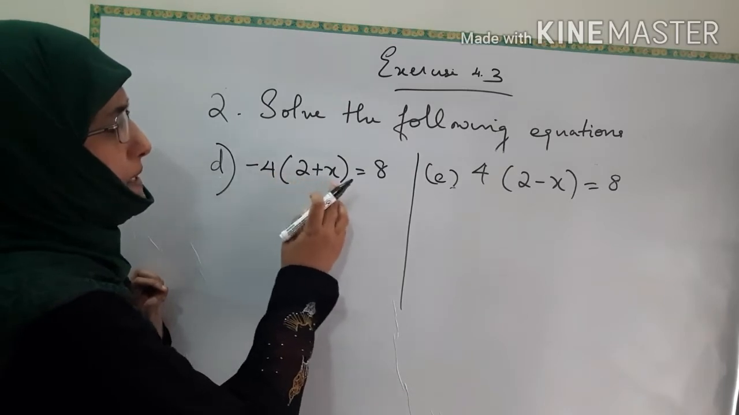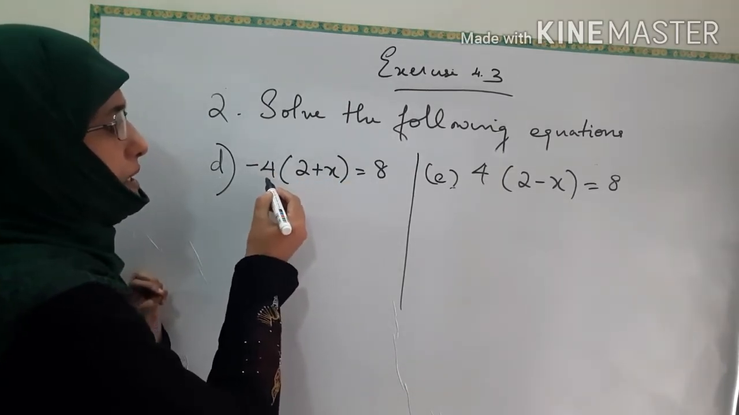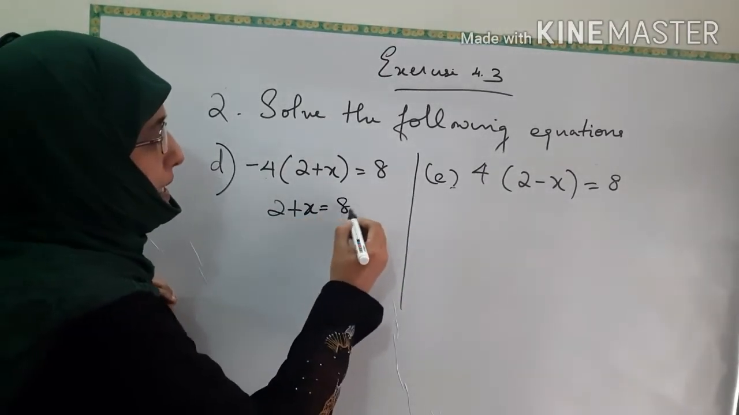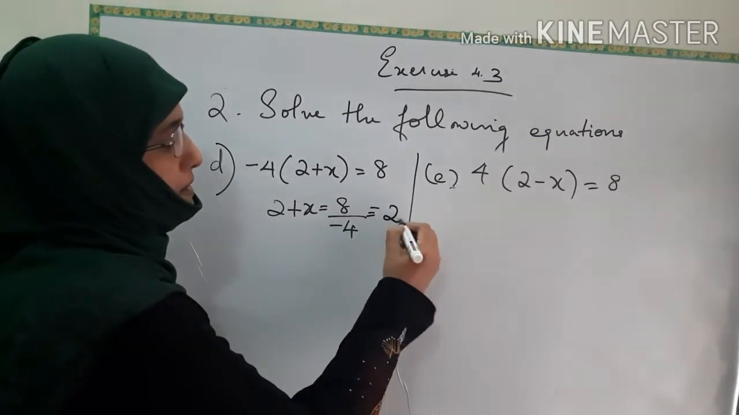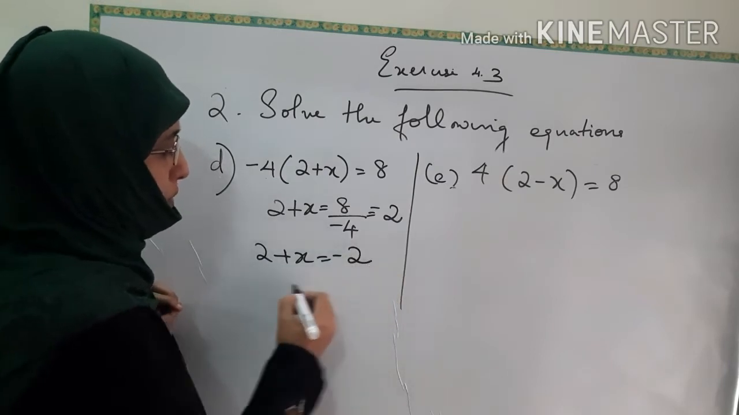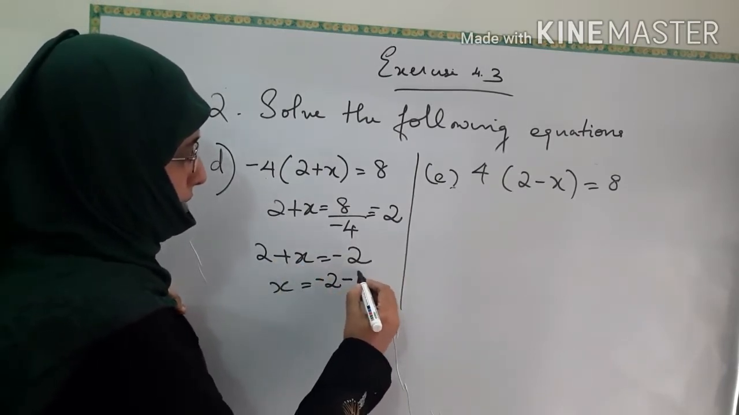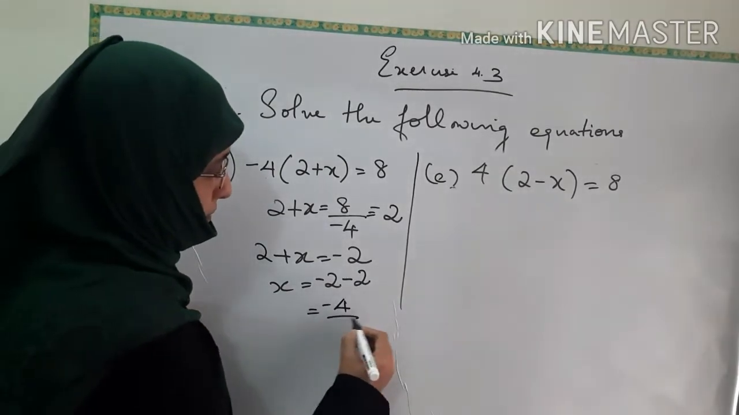Question D. Here also the same method. Minus 4 into 2 plus x equal to 8. Then you have to find x here. So what is the first step? You take the minus 4 to the other side. So 2 plus x equal to 8 divided by minus 4, that is minus 2. So 2 plus x equal to minus 2. So what is x? It will be minus 2 minus 2, so the answer will be minus 4.